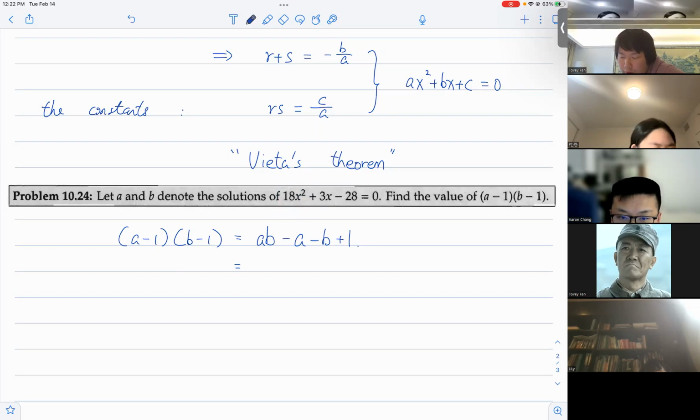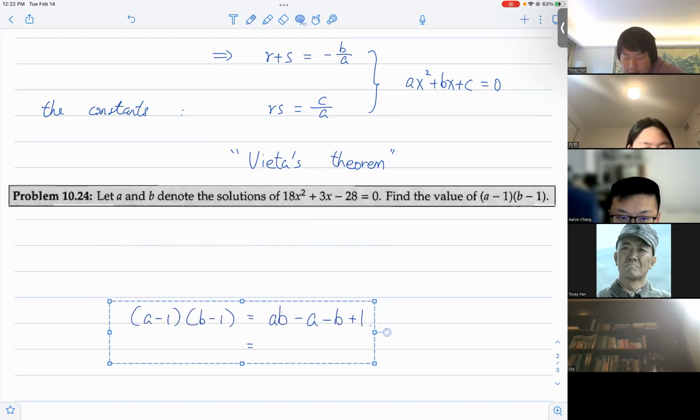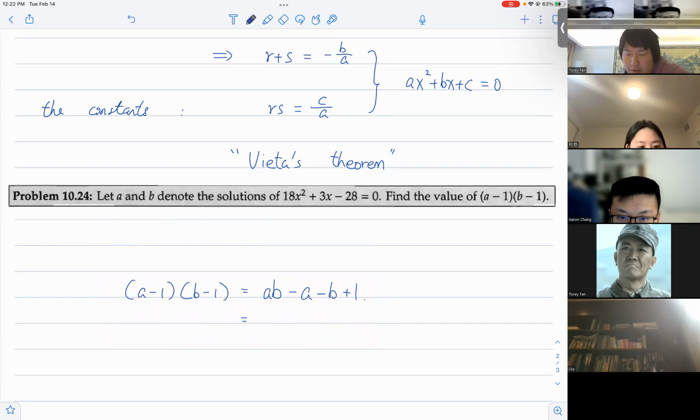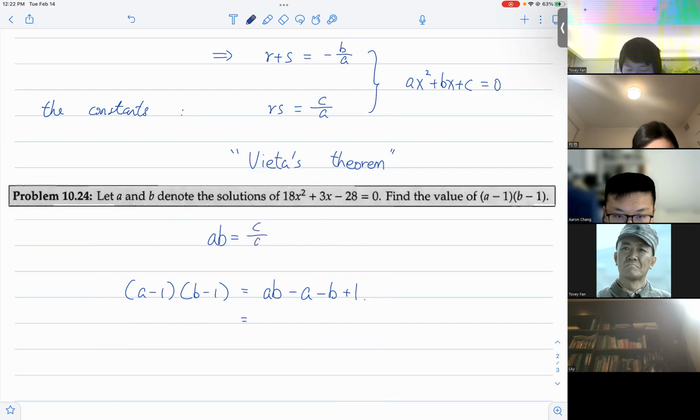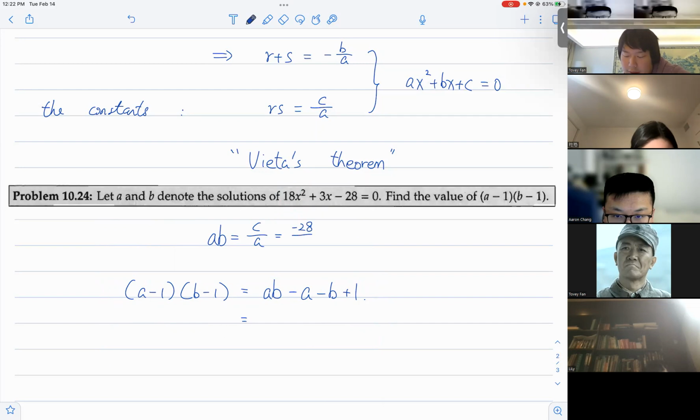So here we know that, before we expand this, let's write down our Vieta's theorem, okay? In this case, the two solutions are A and B. We don't know what they are, but we know their product and their sum, okay? Their product is, well, C over A. Plug in the numbers, okay? C is negative 28, A is 18. And of course, we can simplify, divided by 2, that's negative 14 over 9.